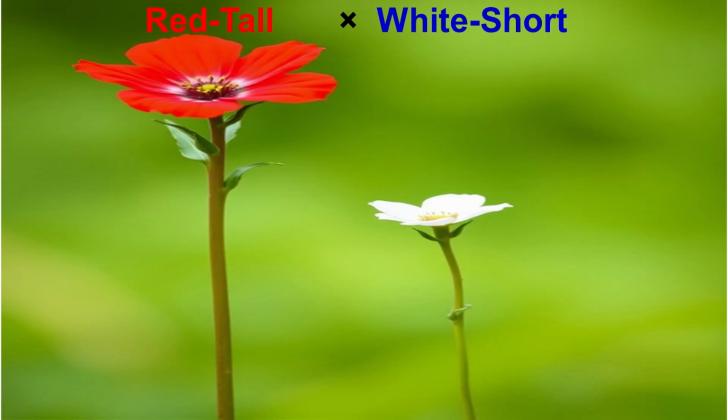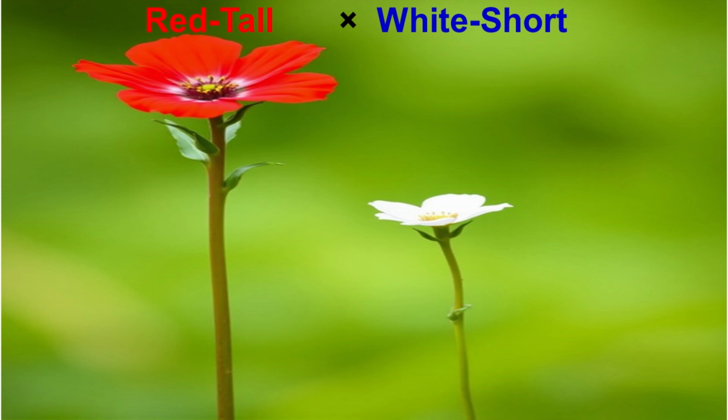Let's get practical with an imaginary example. We have a plant with red flowers and tall stems. Red flowers are dominant over white, and tall stems are dominant over short ones. To analyze these traits, we'll use uppercase A and lowercase a for flower color and uppercase B and lowercase b for plant height, dominant and recessive respectively.